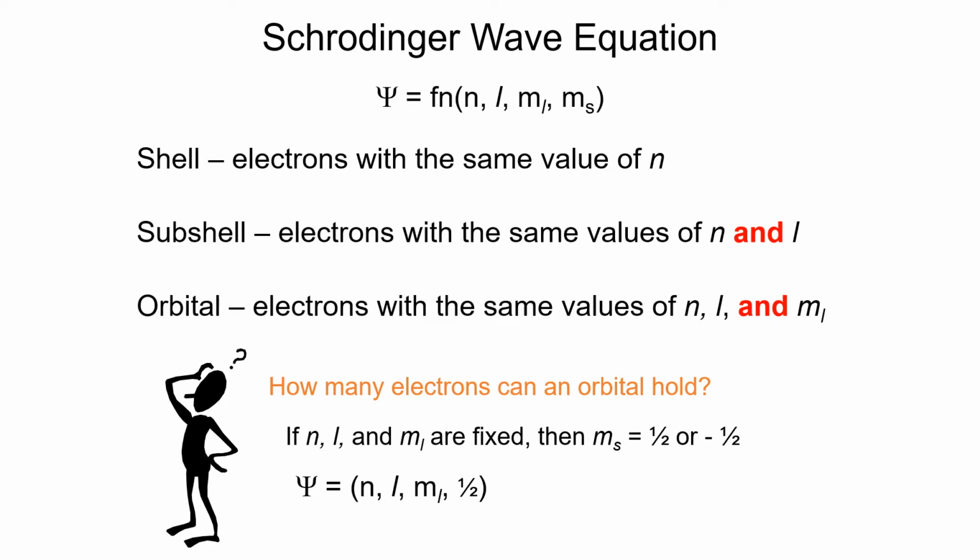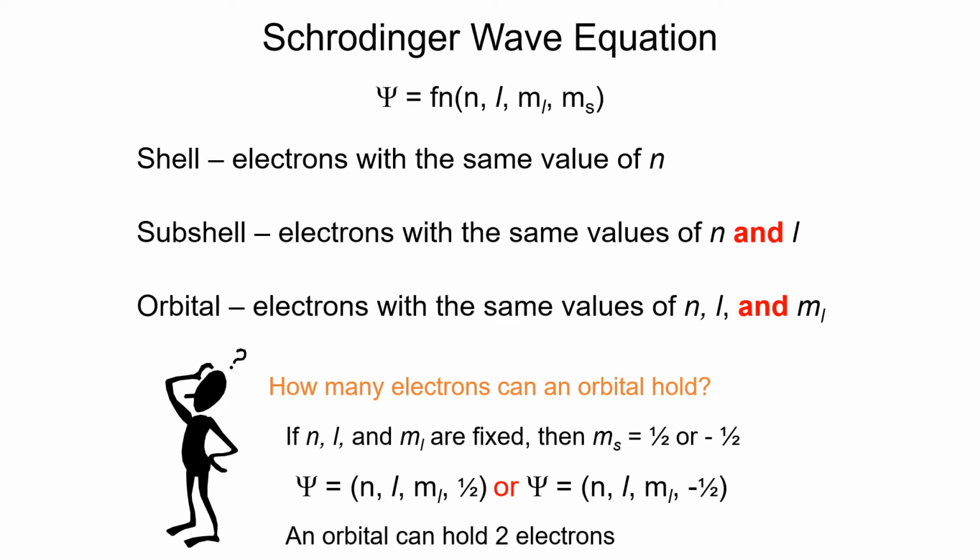So the quantum numbers for electrons in the same orbital will have the same n, l, m sub l, but their m sub s will vary. It's either plus 1/2 or minus 1/2.